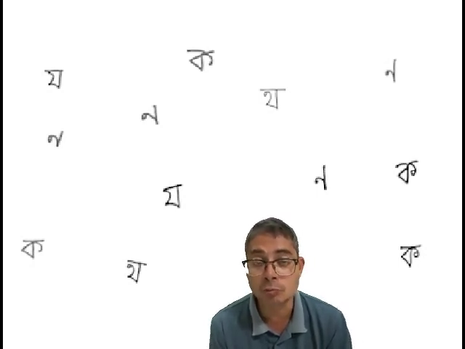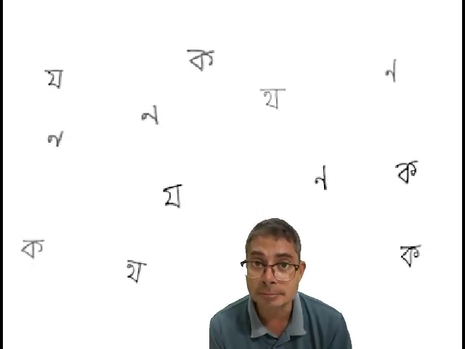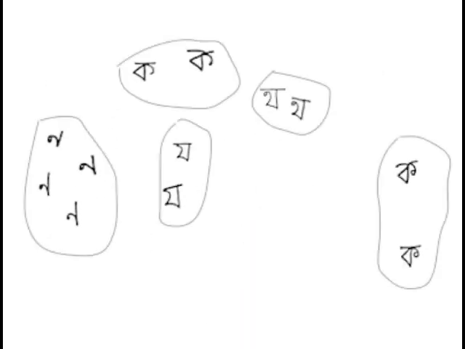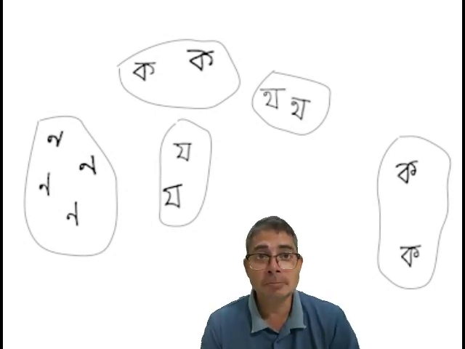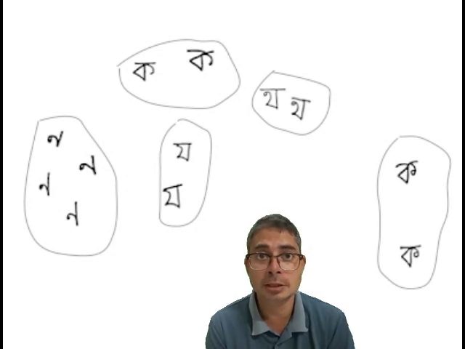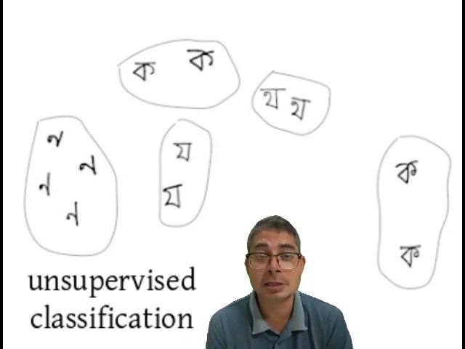The question is, what is meant by minor variation? How much variation can be considered minor? That is the important question. Now here is one possible attempt to do this grouping. What we have done just now in this example is called unsupervised classification or clustering.